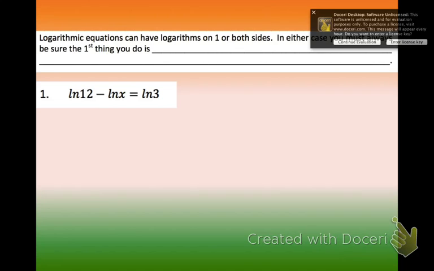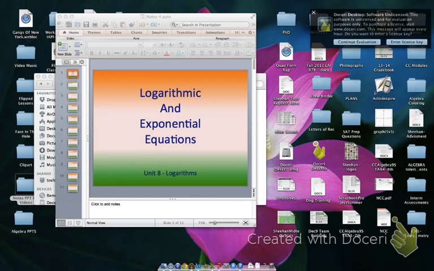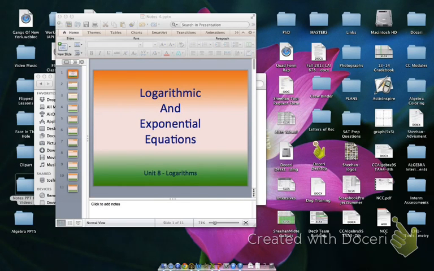So, logarithmic equations, let me get rid of this here. Logarithmic equations can have logs on one or both sides. In either case, you must always be sure the first thing you do is condense into one log whenever you can.